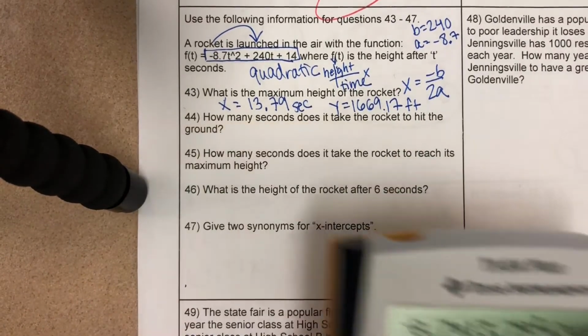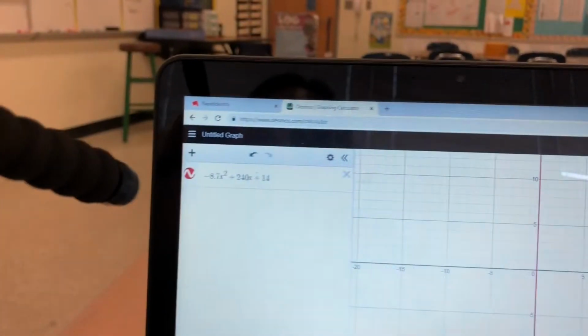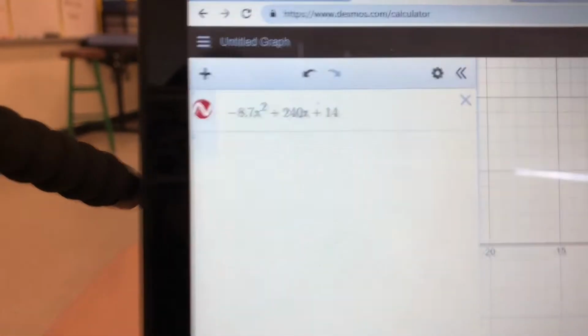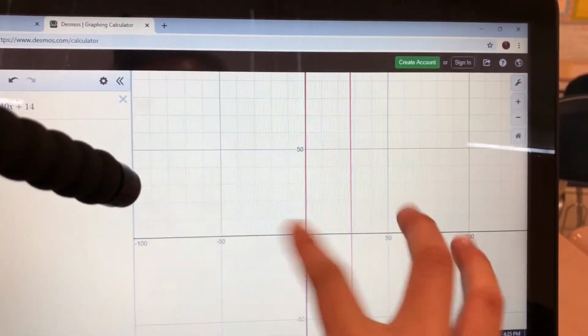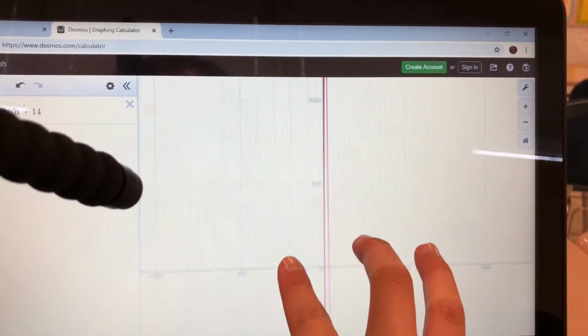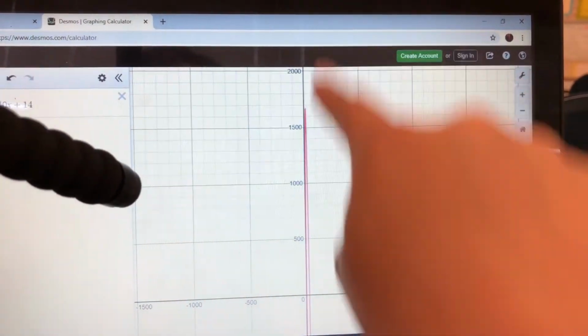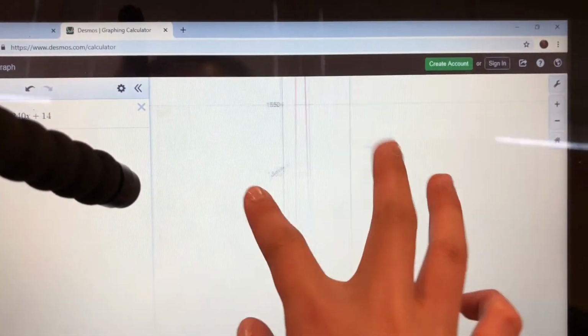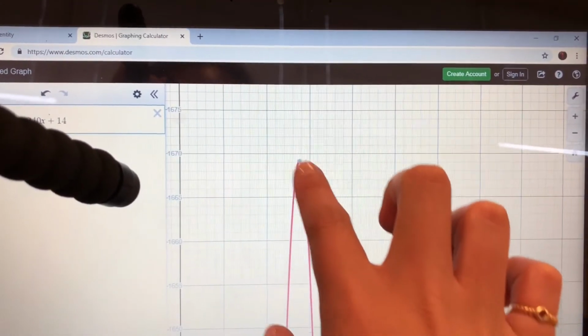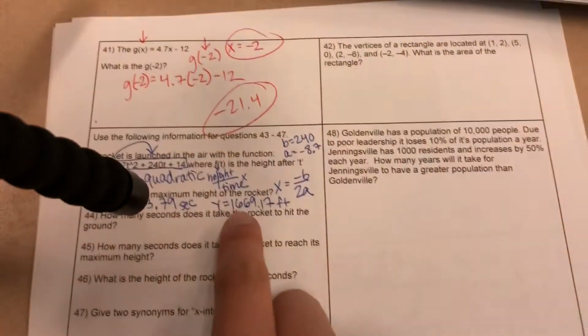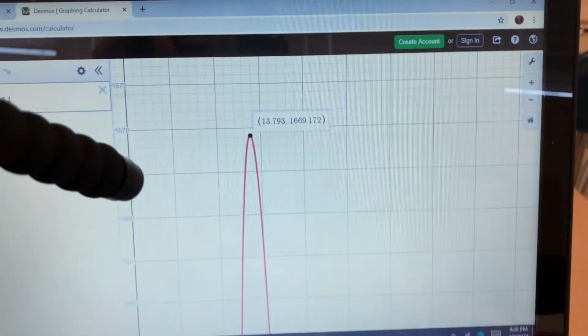All right, moving on. Actually, also, if you wanted to do this on Desmos, I already have my formula put in here in Desmos. And if you have something that looks like this, you can tell it only looks like one line. But if you zoom out, you can see that it begins to form a quadratic formula. So it's a parabola, a really skinny one, but parabola nonetheless. If I want to go to my vertex, I just zoom in to where my vertex is, and I can click the point. So does it match what I have? Let's see, I have 13.79, and then I have 13.79. I have 1669, and I also have 1669 right there. So I know I did it correctly.